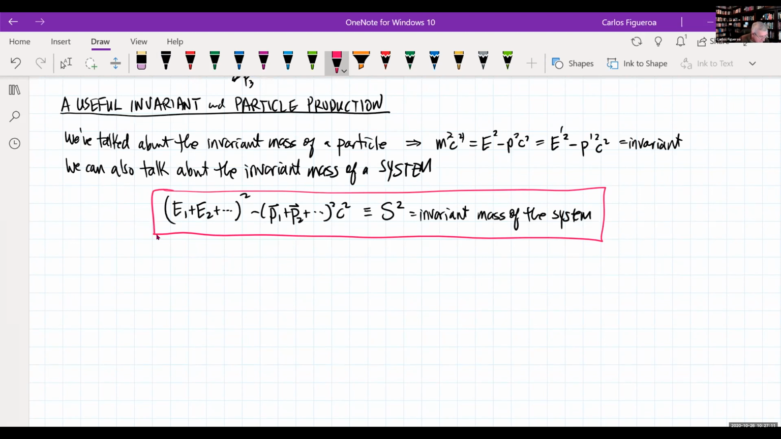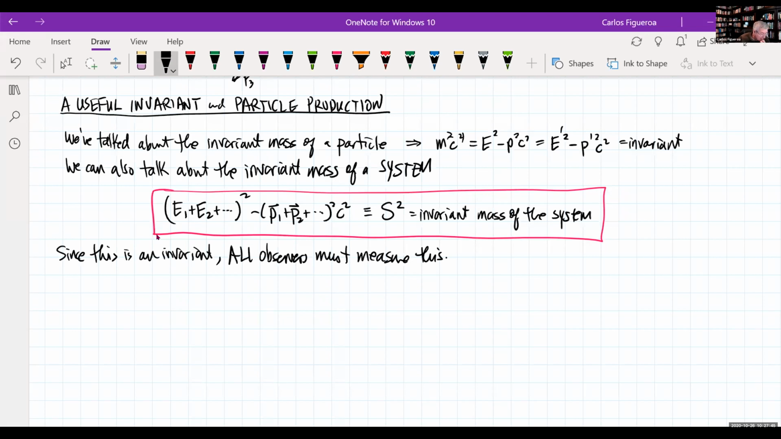And so this implies here that since this is an invariant, all observers must measure this. That's what it means to be an invariant. So it turns out that the most useful for particle production is looking at two specific frames.